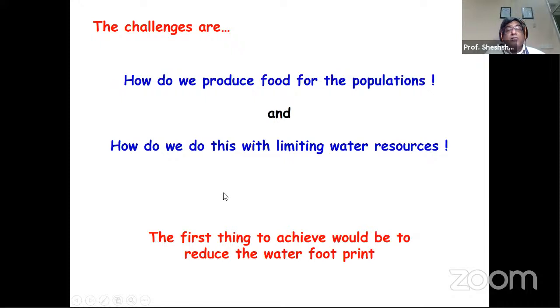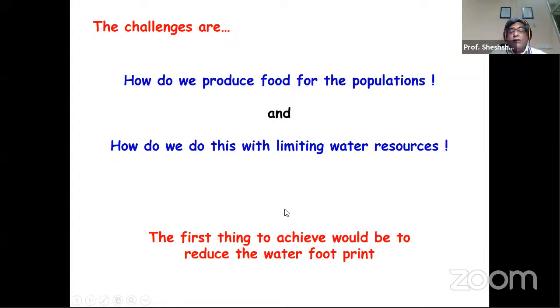Now, we have to produce for the populations. There is no doubt that we have to have them fed. And how is it that we can do this under the conditions of limiting water resources? Ivo was talking about the heat waves that come, but the heat waves do come even in India. And then when there is drought in the soil or in the atmosphere in terms of the relative humidity, we call it the vapor pressure deficit. And in such situations, I don't know whether we'll be able to produce for the billions of people that we have on Earth.